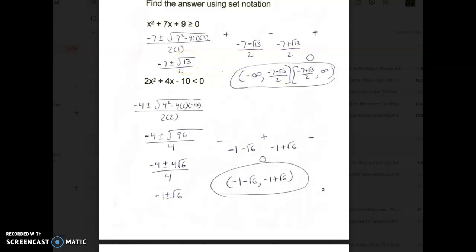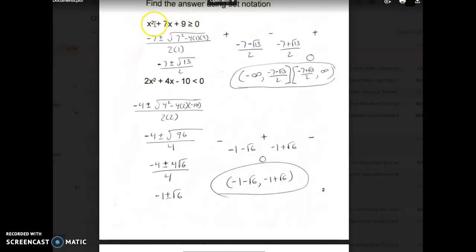Root 13 is literally 3 point something. Sorry about that. It's because the square root of 9 is 3, the square root of 16 is 4, so the square root of 13 should be between 3 and 4. So it's 3 point something. -7 minus 3 point something divided by 2 is a negative number. -7 plus 3 point something divided by 2 is also a negative number. So my 0 goes to the right of -7 plus root 13 over 2.